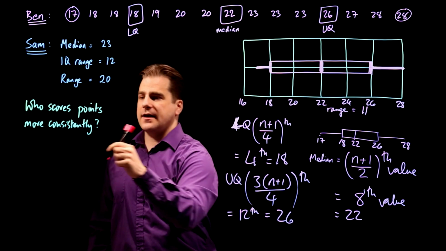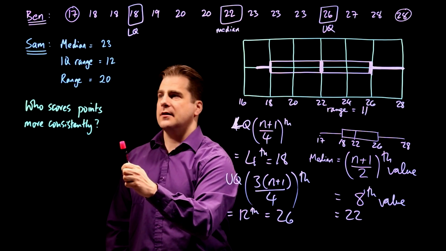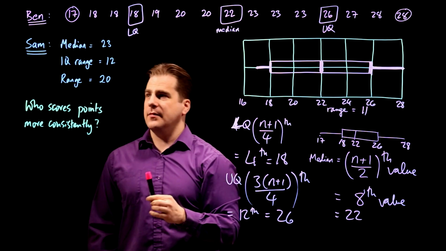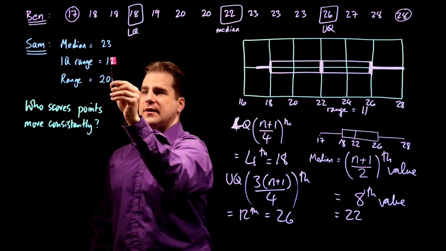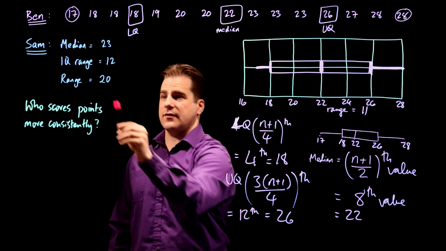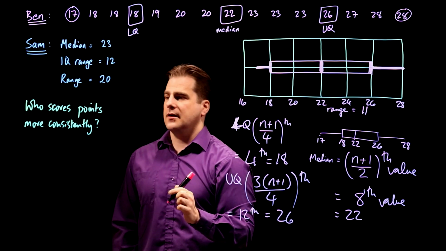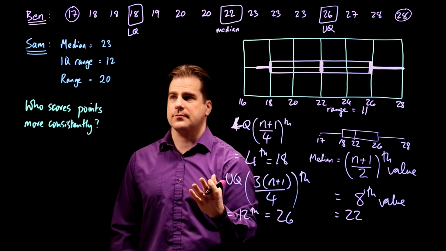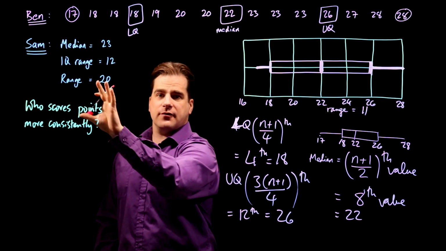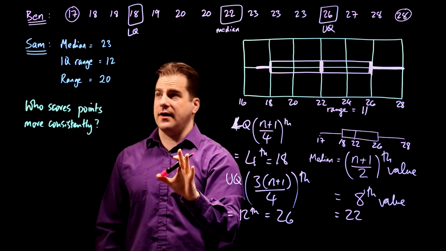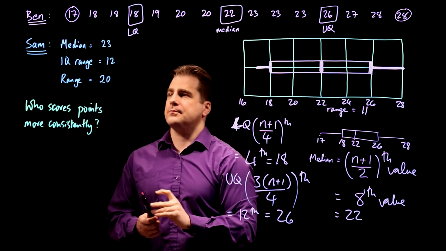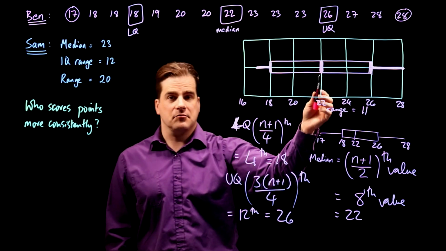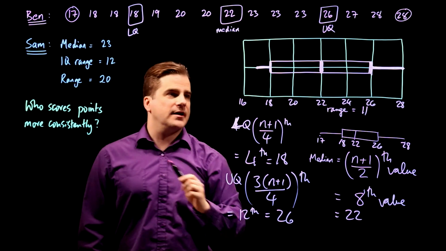Okay, now, the next bit, or the final bit, we have to say if Sam, who has a median of 23, an interquartile range of 12 and a range of 20 for his scores, scores more consistently or less consistently. Okay? So we don't have enough information for the full box plot, but it's fine, it's not necessary. So Sam's median is 23, okay, slightly higher, right? His interquartile range is 12.